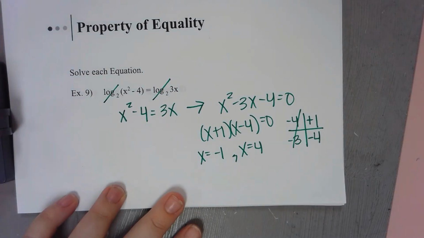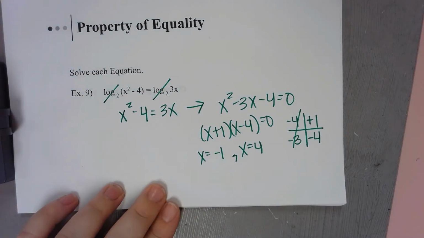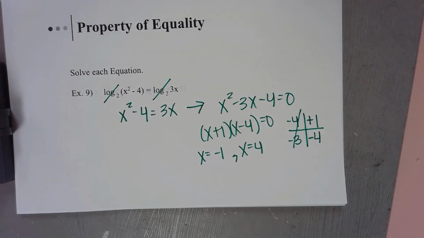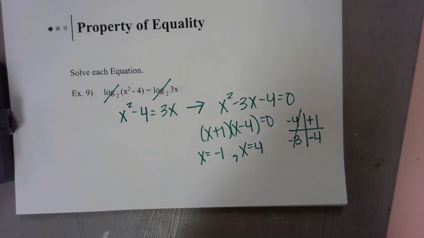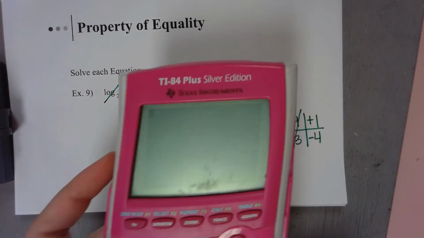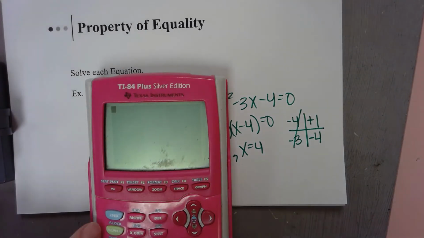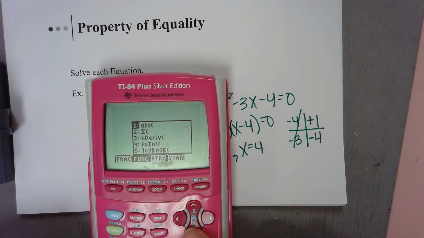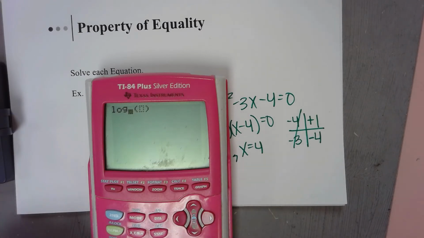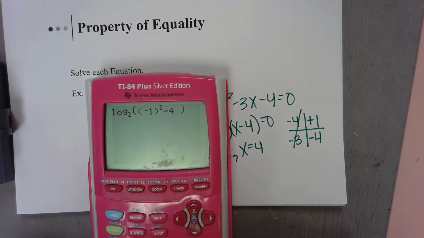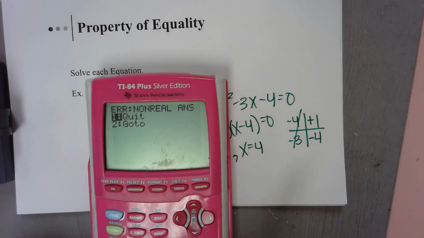Now we're going to check these and see if they work. So for example, I want to check by plugging in. I'm going to lay my calculator down and say alpha window so that I can change my base on my logarithm. And this was log base 2. I'm going to plug in the -1. So -1 squared minus 4, and hit enter. No real answers.